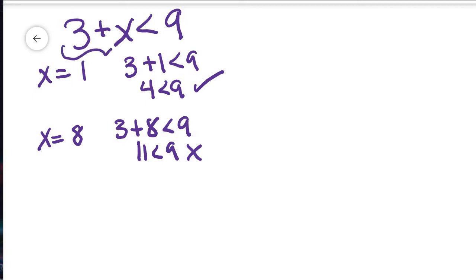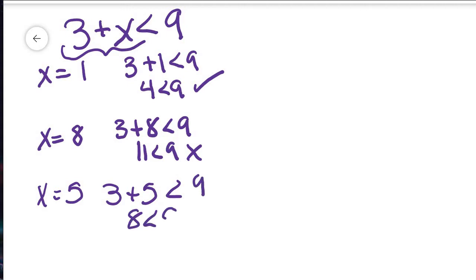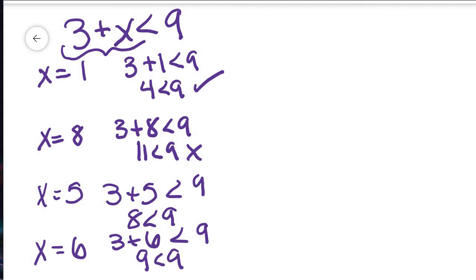So if we look here, 3 plus x less than 9. So let's think of any other numbers that could make this true. So let's see, what about x equal to 5? 3 plus 5 less than 9. That's going to be 8 less than 9. All right, so 5 works. What if we went up to 6? So we have 3 plus 6 less than 9. 3 plus 6 is going to be 9. Is 9 less than 9? No, right?